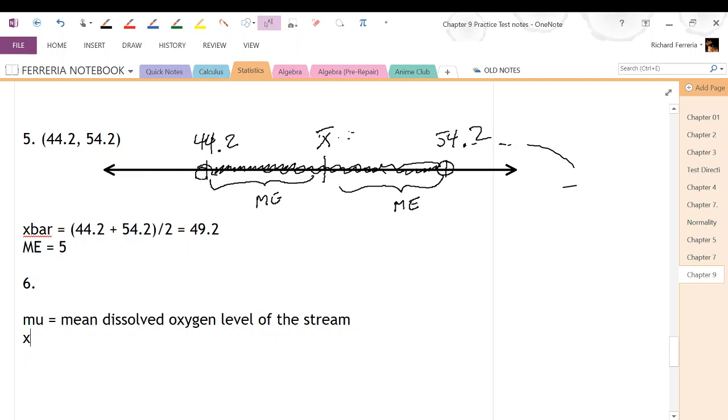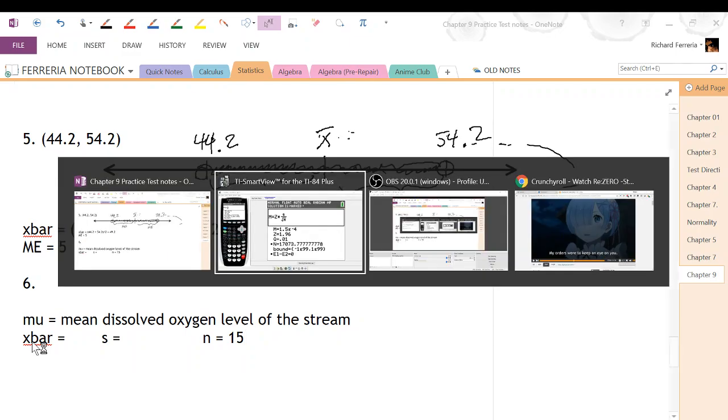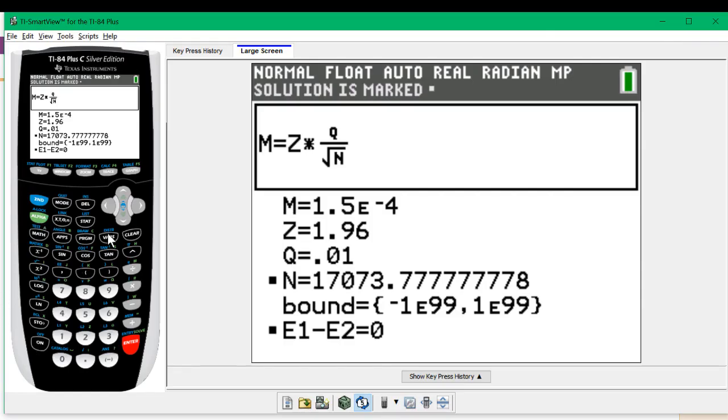Okay, let's get our variables. Do we have a number for x bar? No, we don't. We have to put in the stat. We don't have an S. I'll bet we have N though. No, we don't even have an N. Oh, we do. It's 15. Okay, so go ahead and put those numbers in the calculator. I'll go ahead and do that as well.